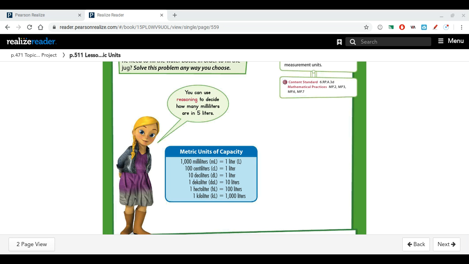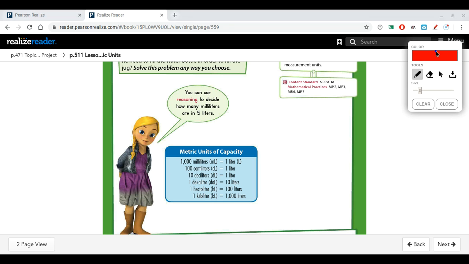So here's our metric units of capacity. Our metric units of capacity and of length and of weight are all the same. The only thing that changes is our name. When we talk about metric units of capacity, we're talking about liters. But 1,000 milliliters is equal to a liter. 1,000 millimeters is equal to 1 meter, and 1,000 milligrams is equal to 1 gram. So it's nice because it's a very consistent unit of measurement, which is why the majority of the world uses the metric system. We are only one of 3 countries that does not use the metric system as a unit of measurement.